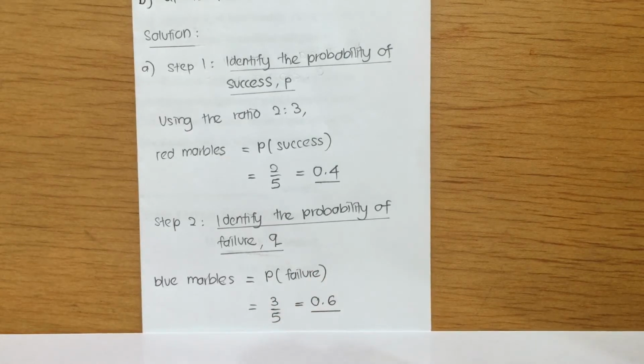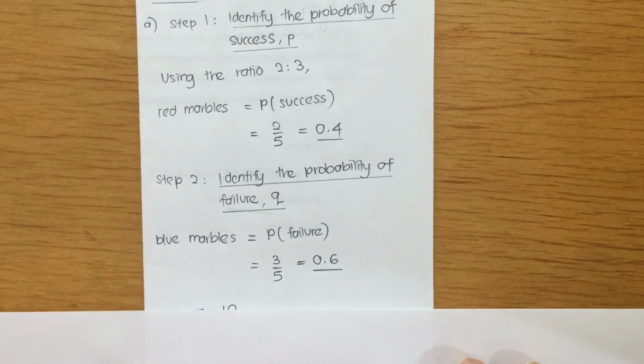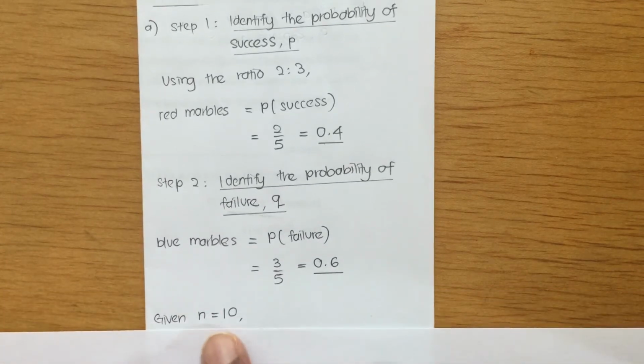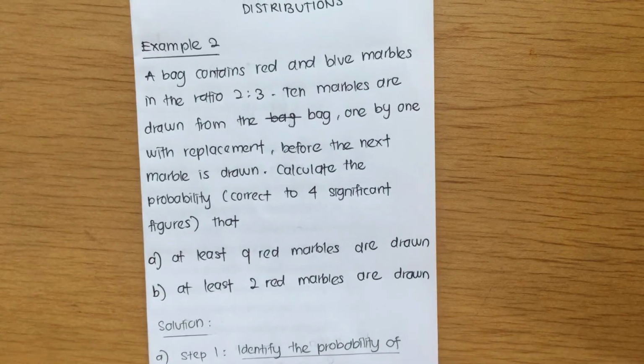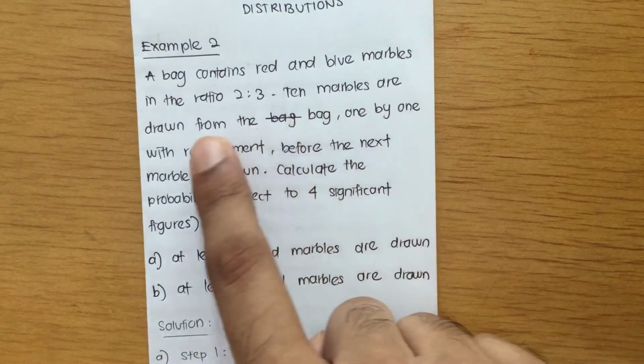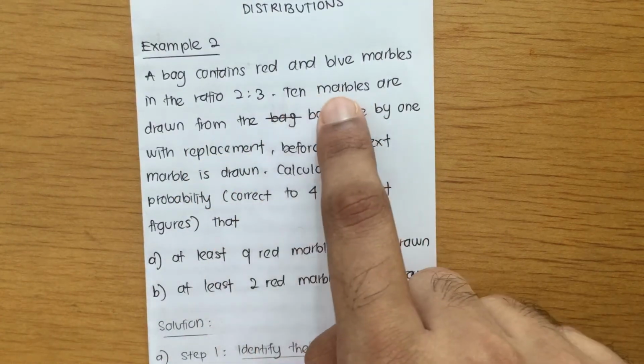We still got one information left, which is the number of trials. In this case, the number of trials is 10, given n equals 10. How I got 10 over here? Let me show it to you. In the question, they've already mentioned that 10 marbles are drawn from the bag one by one with replacement. So this 10 is your number of trials guys.